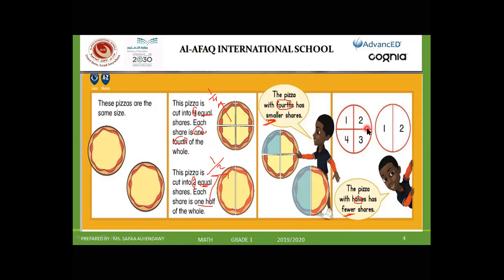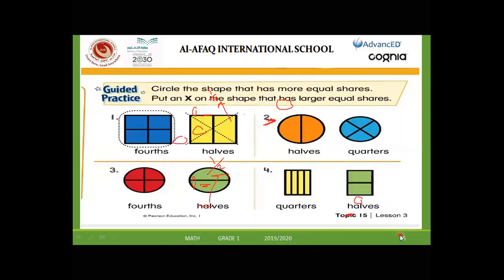Okay, yes. Now we'll go down to solve our exercise. Yes, on page 830. This exercise is called what? Guided practice. Guided means what? Guided means the teacher will help the students and guide them to understand how to solve this exercise.